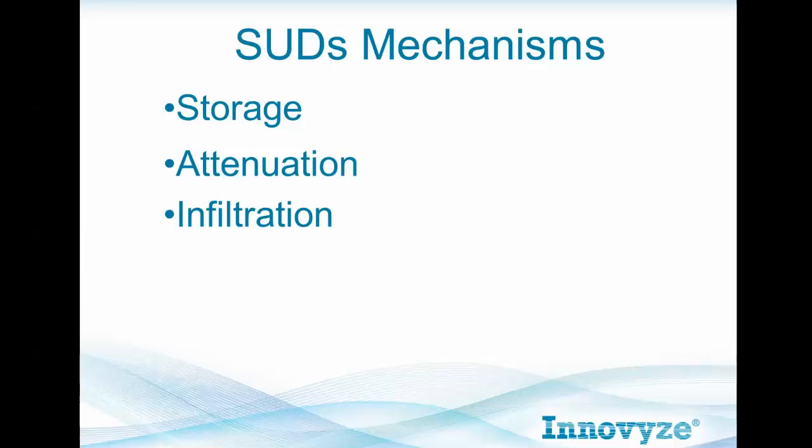They will also generally have an aspect of infiltration, where water is slowly released into the surrounding soil. And often, if they're open structures, they'll have an element of evaporation. So again, all of these mechanisms are designed to reduce the impact to local watercourses.